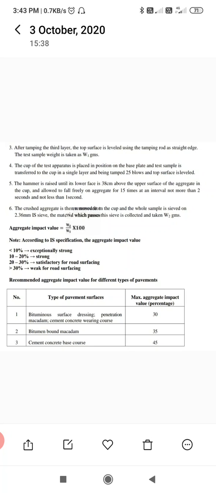So aggregate impact value is W2 divided by W1, multiplied by 100. W1 is the weight taken initially after the tamping. W2 is the fraction passing the 2.36 mm IS sieve. According to the IS specification, an aggregate impact value lesser than 10% is exceptionally strong, 10 to 20% is strong, and 20 to 30% is satisfactory for road surfacing, that is road surfaces, subgrade base and so on. Greater than 30% is weak for road surfacing.